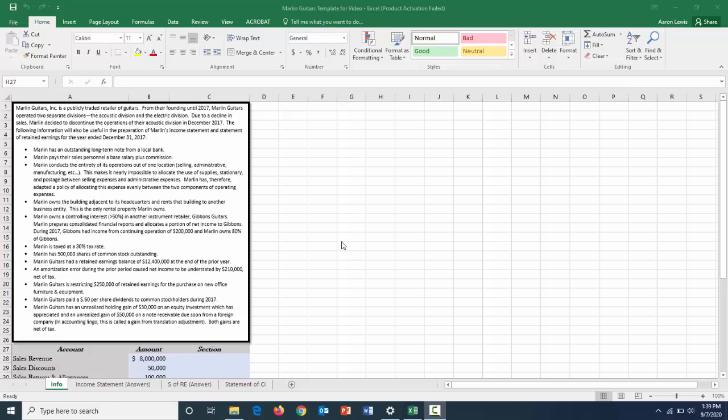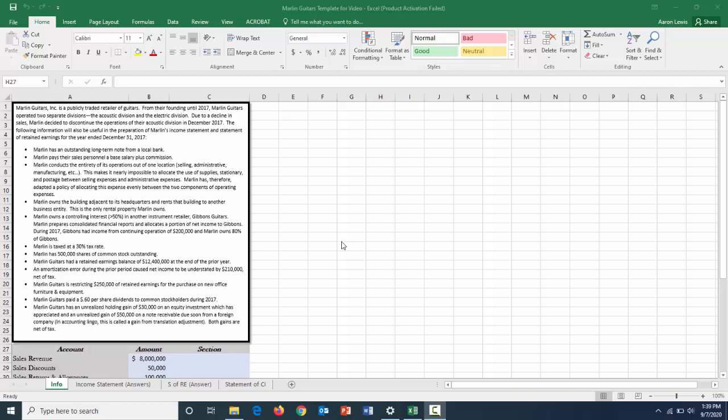We are taxed at a 30% rate, and that's useful for a lot of things. First, we need to have our income tax expense shown, but secondly, we have discontinued operations, and when we display the numbers for that, we're going to have to display them net of tax. We have 500,000 shares of common stock outstanding, which is going to be very useful when we have to calculate our earnings per share, because if it's per share, we need to know how many shares we have.